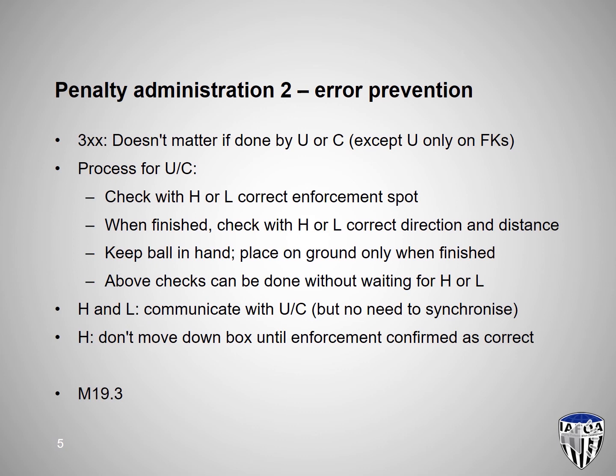So I've already stressed there's no need for the linesman and the line judge to synchronise with the umpire and centre judge. The other step of the process is for the linesman not to move the down box until the enforcement is confirmed as correct. So up to that point, we can still go back to the previous spot if that's necessary, for whatever reason. This is all covered in Chapter 19, Section 3.